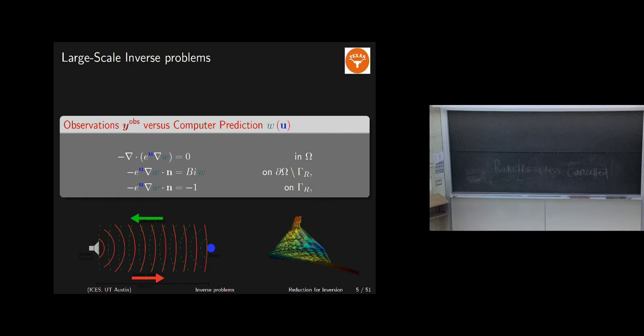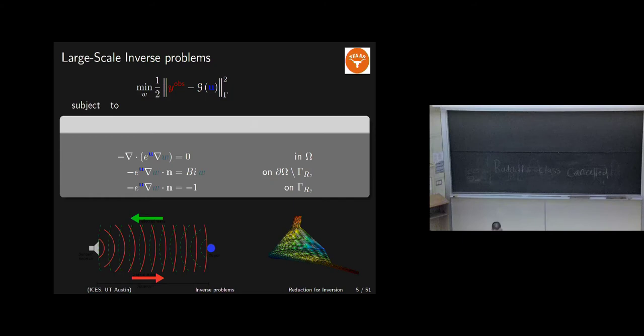The forward problem is, given the shape or the material U, you compute W. But in the inverse problem, you have a measurement of W, and you're asked to figure out what U is, right? So one way to do it is this: you have the observations from here, and you want to try to match them with the computer predictions, G(U), where U is the thing that you don't know. You try to find U such that when you solve these problems, it is as close as possible to the observations. Unfortunately, that's an optimization problem.